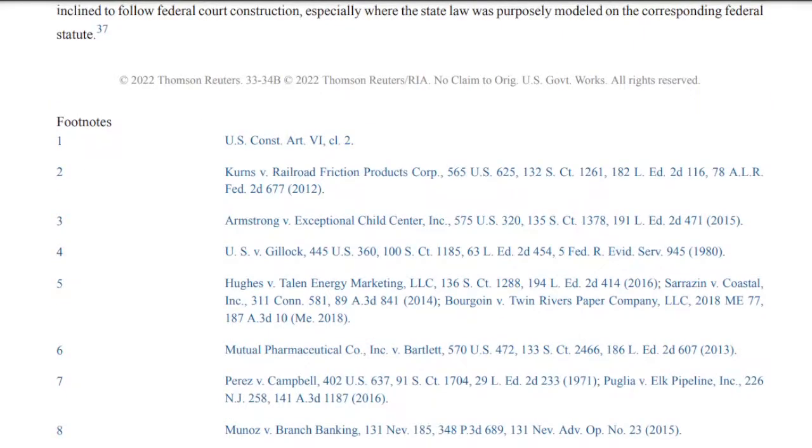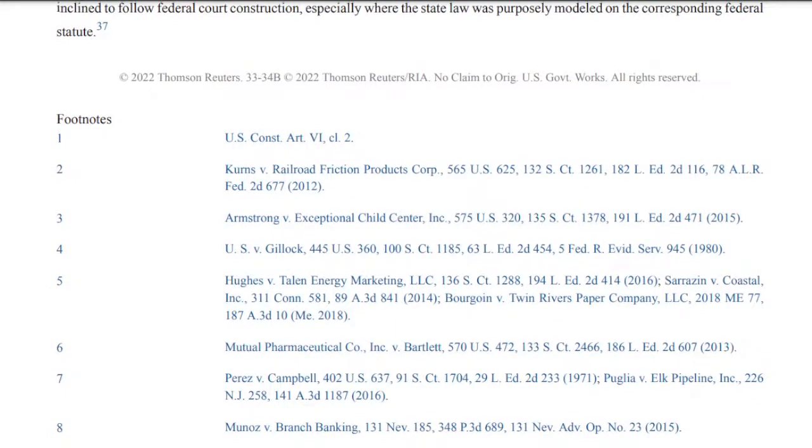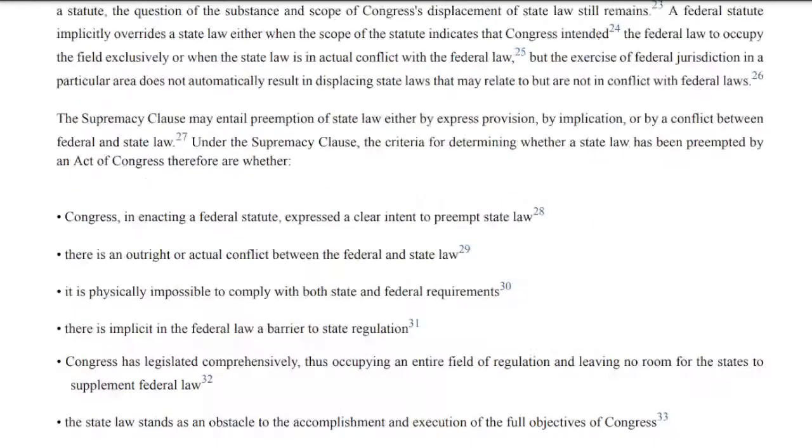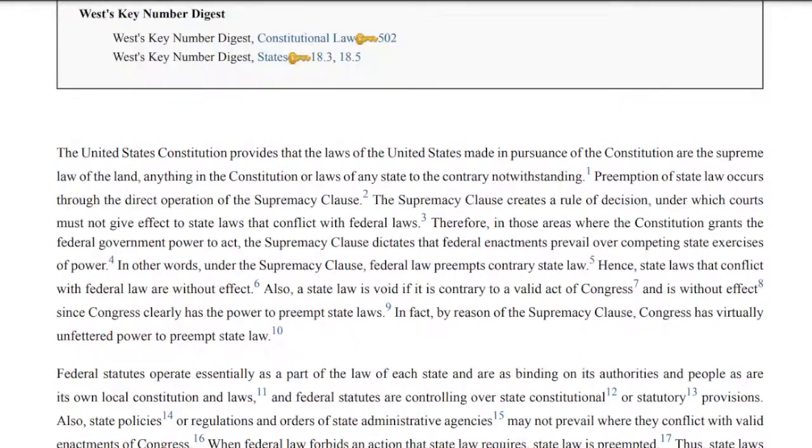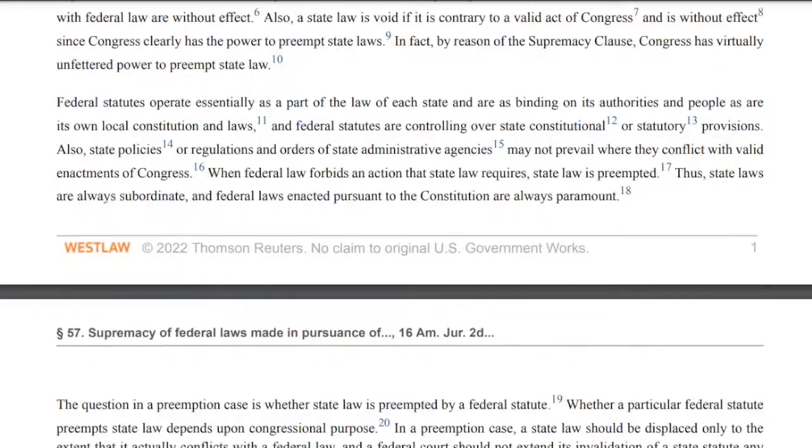In our footnotes, we have from the U.S. Constitution, Article 6, Clause 2. That's footnote 1. This is a long chapter, so I appreciate everyone sticking with me on this. The United States Constitution provides the laws of the United States made in pursuance of the Constitution are the supreme law of the land, anything in the Constitution or laws of any state to the contrary, notwithstanding. That's in Article 6.